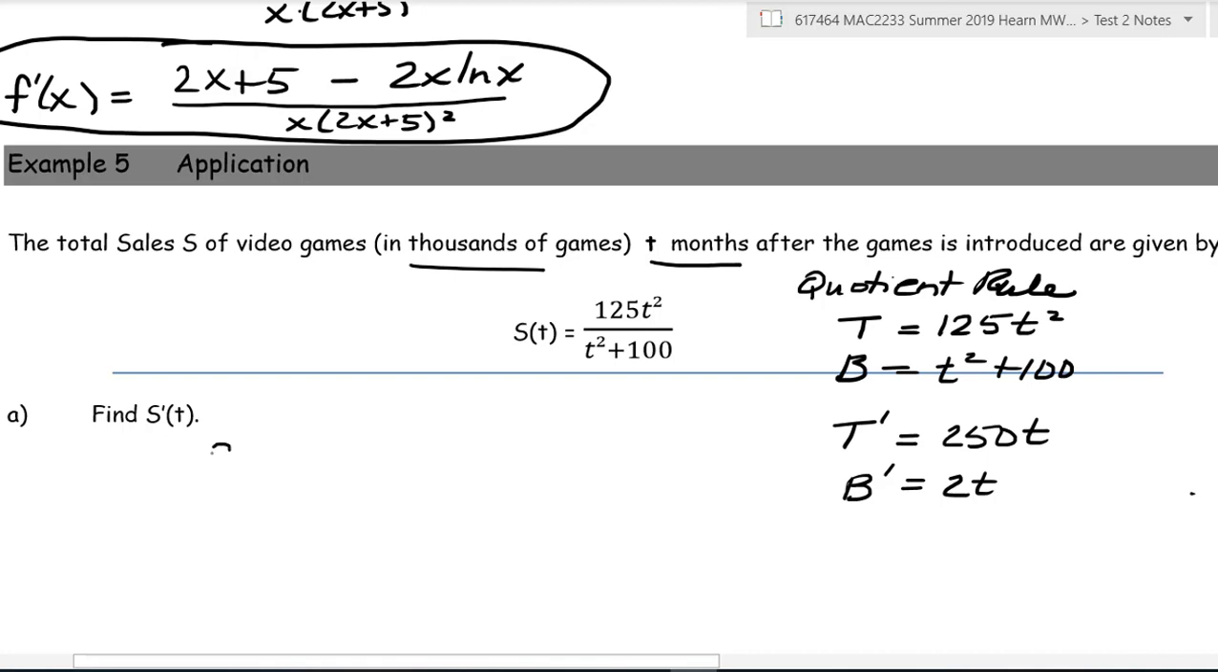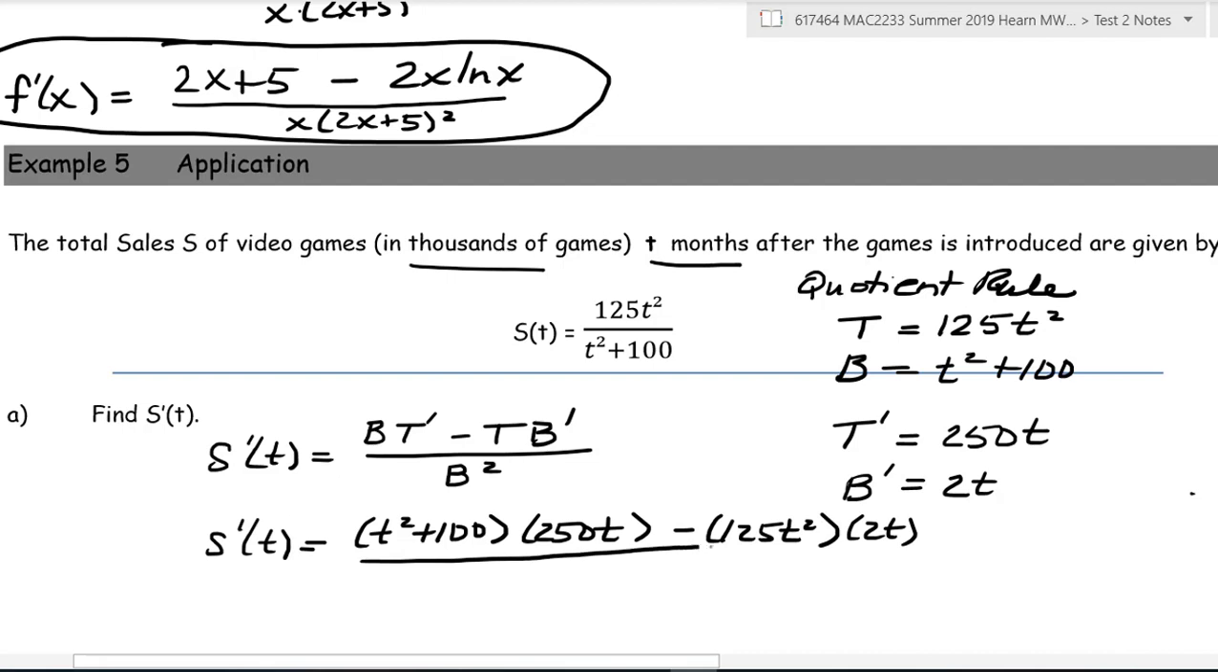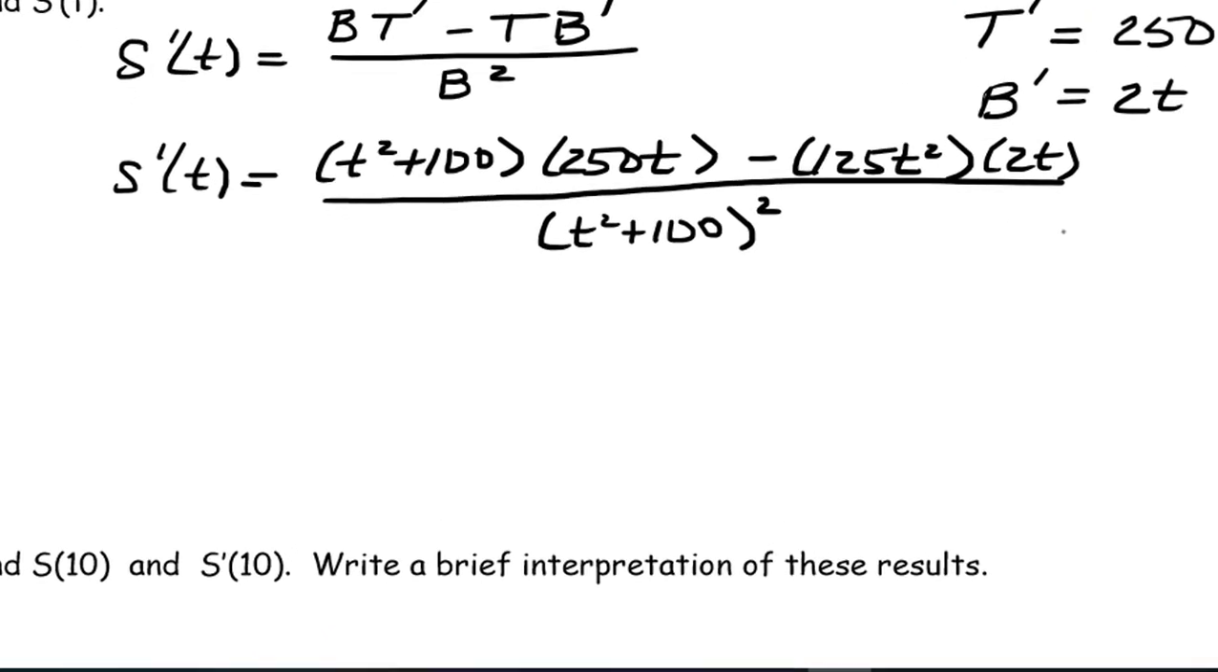Now we're going to write down our pattern. S prime of t equals bottom d top minus top d bottom over the bottom squared, and you do need to memorize that. And we're going to fill in each piece. So S prime of t is equal to (t squared plus 100) times 250t minus t, which is 125t squared, times b prime, the bottom's derivative, which is 2 times little t, all over the bottom squared, so (t squared plus 100) squared. Next, we're going to factor whatever we can out of the numerator.